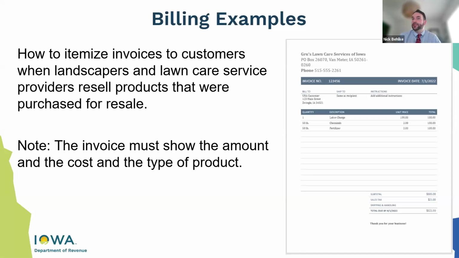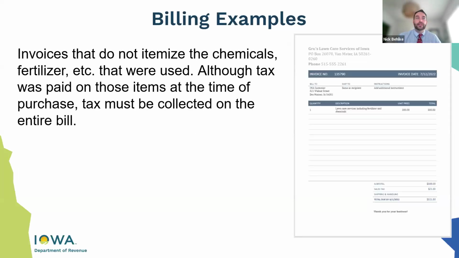The relevant administrative rule, which I don't have on the slide to look at, related to the resale exemption, is 701-225.3, and that articulates this requirement to itemize the invoice to the customer. That's 701-225.3. Short on time, so I'm going to keep moving.